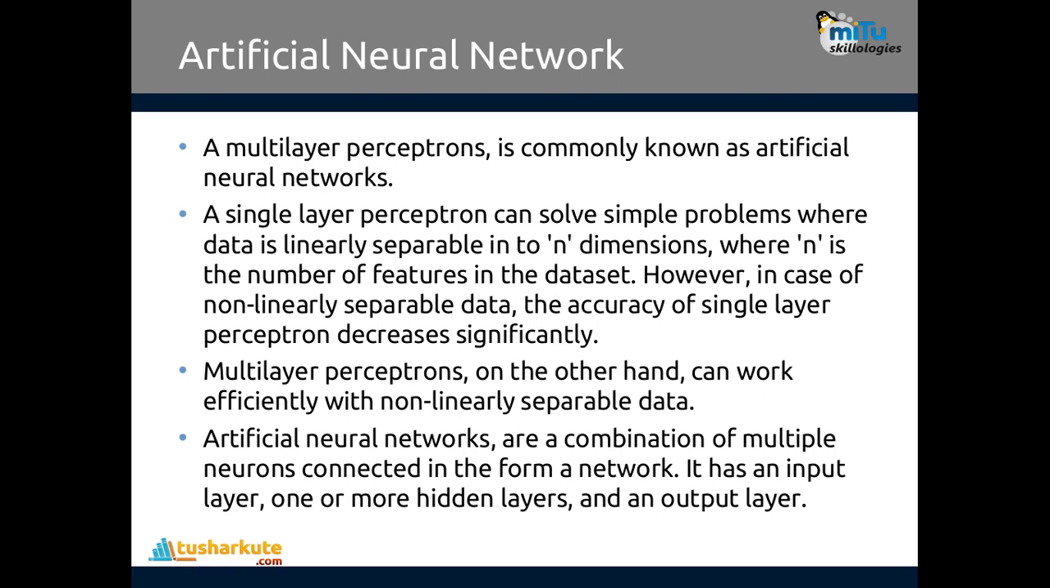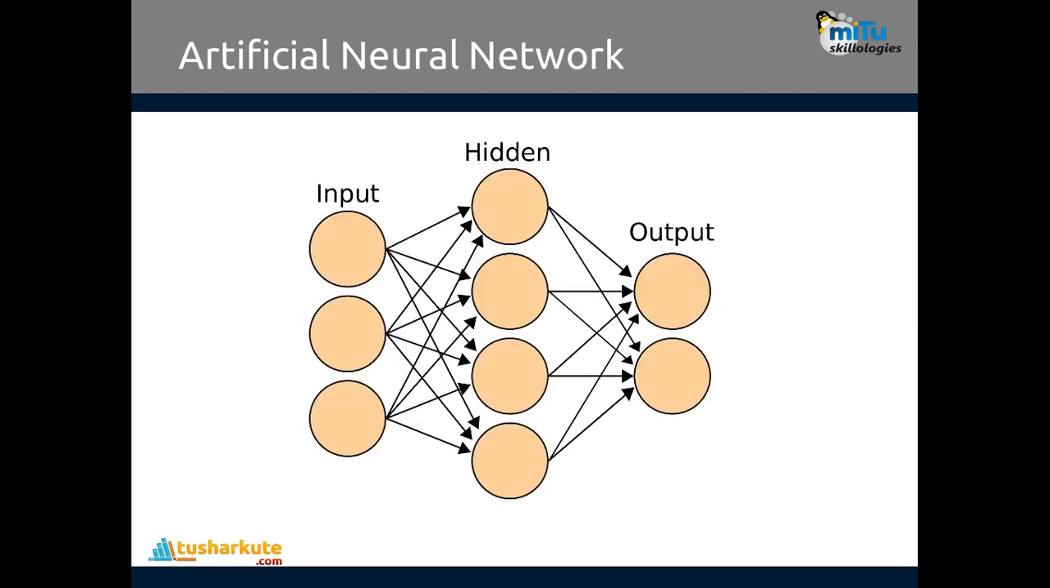Okay, correct. Artificial neural networks are a combination of multiple neurons connected in the form of a network. It has an input layer, one or more hidden layers, and an output layer. So this is what an ANN is actually made up of. Check it out. These are the inputs. This is the input layer, and we have 3 inputs. Hidden layer, so we have 4 hidden nodes here. And output, we have 2. So see, the input and output are determined by the algorithm. Hidden layers will be decided by ourselves.